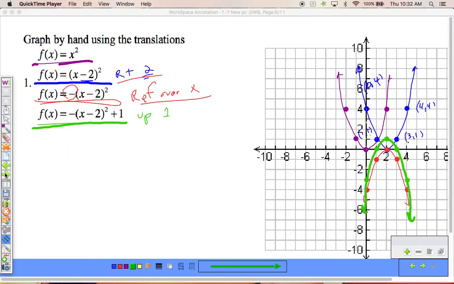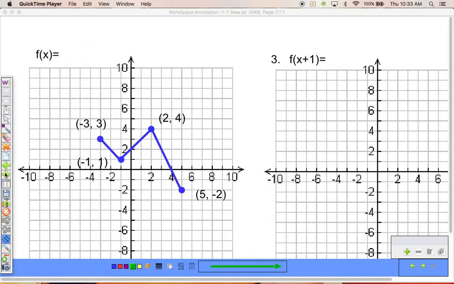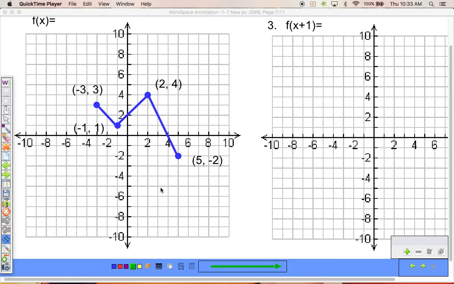For this section, this page, you're going to graph each one. You're going to graph x squared, move everything right 2, reflect over x, and move it all up 1. This one, we're going to take it apart and write down all the steps and end up having 5 different graphs from our parent function all the way down to our vertical shift. This part here is the new part that nobody got to.